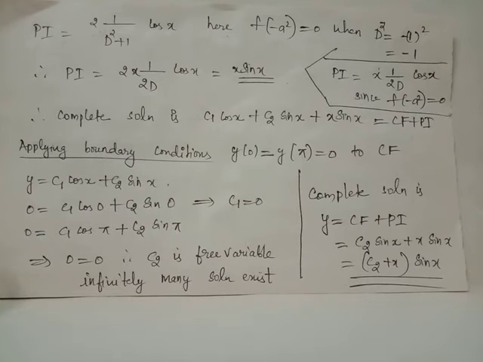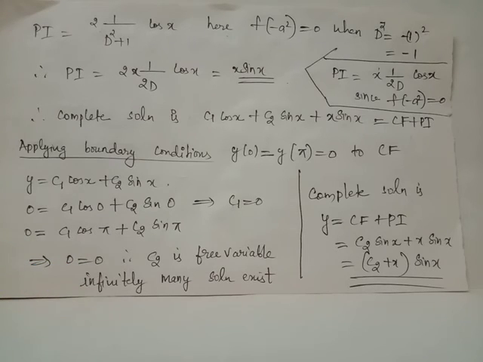Now, when you give the second boundary condition y of pi equals 0, in this expression you get 0 equals c1 cos pi plus c2 sin pi. c1 has already been determined as c1 equals 0. Since sin pi is also 0, from this equation we are getting 0 equals 0.